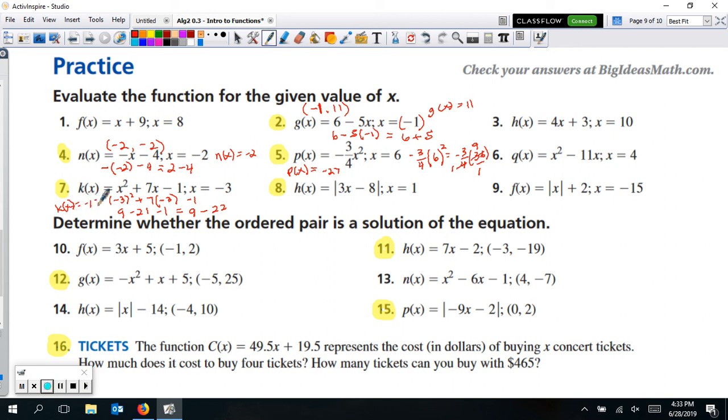Go ahead and put that in a little box. We can box our answers here. g of x equals 11 up here. We said p of x equals negative 27 down there. This one we have an absolute value. Let's talk about that one.